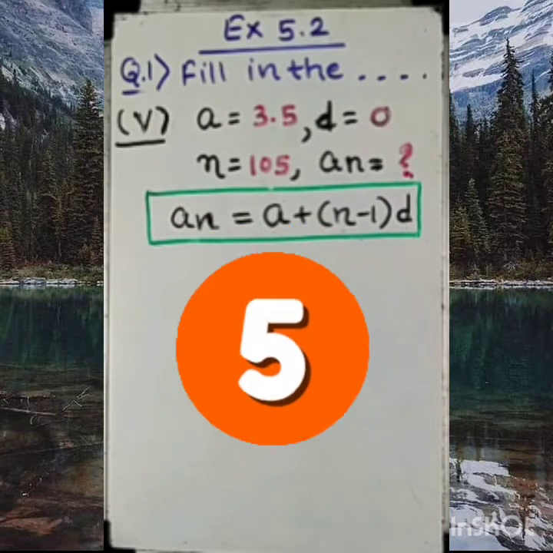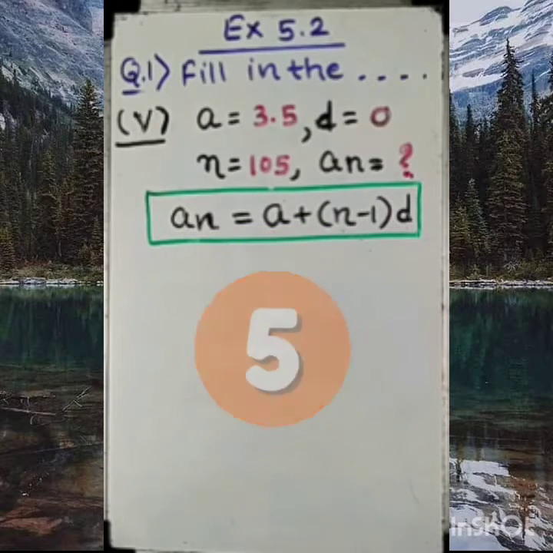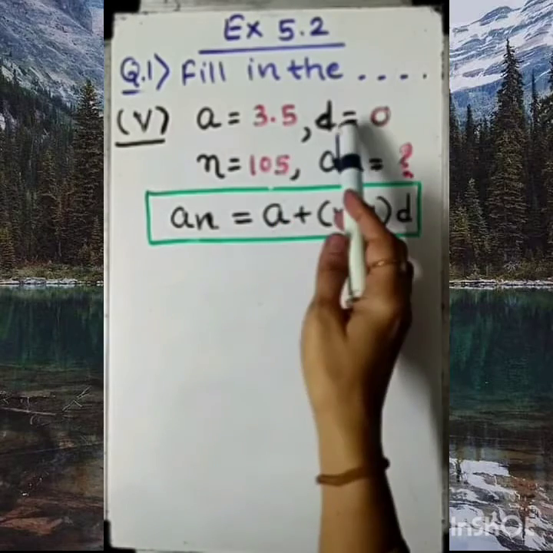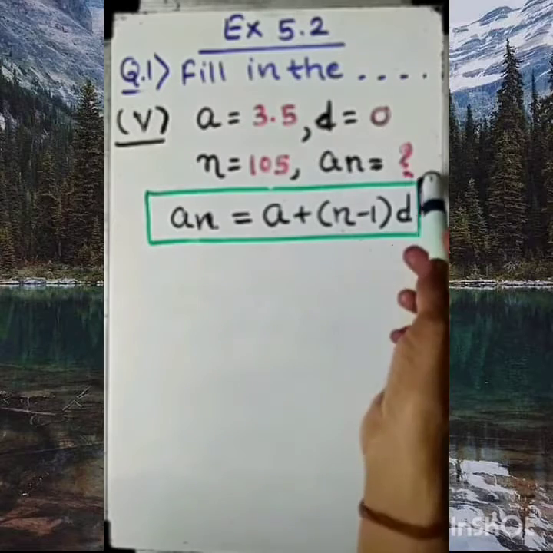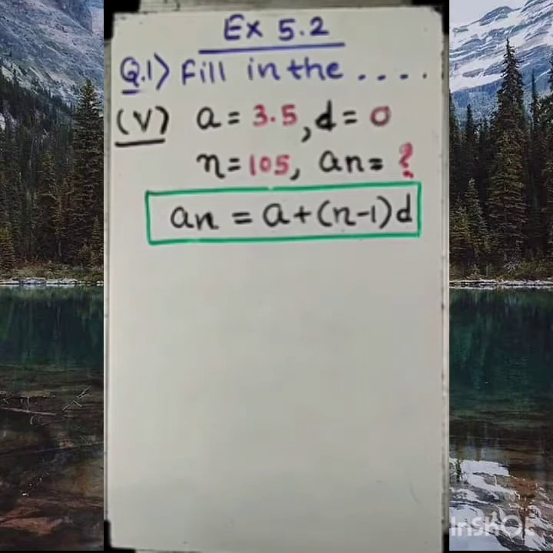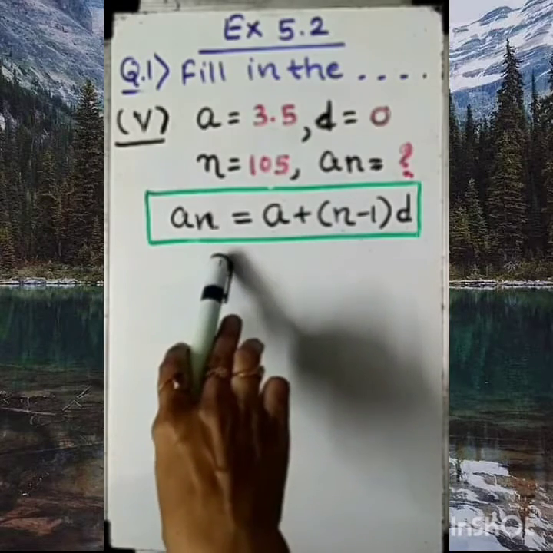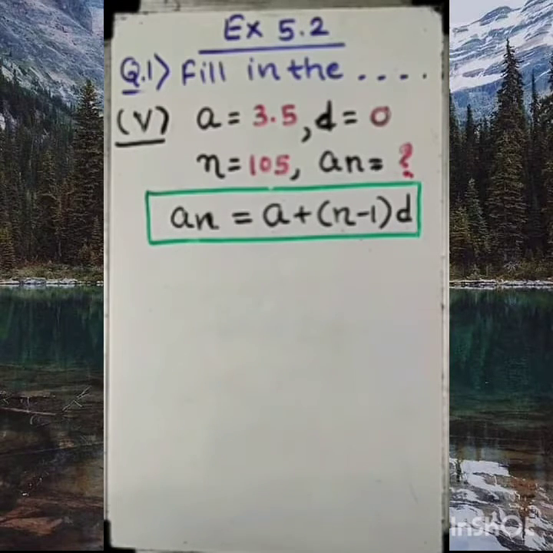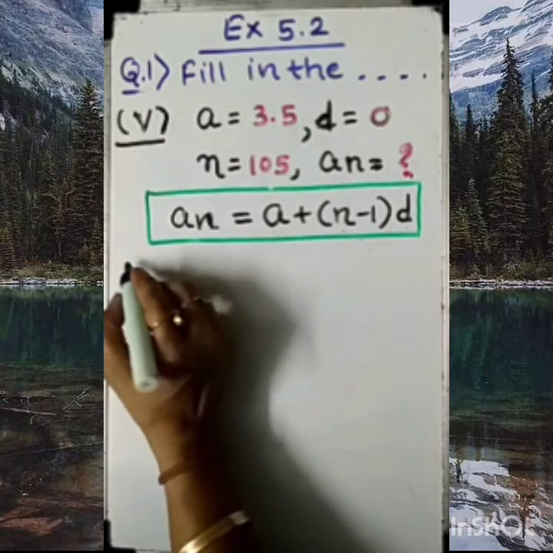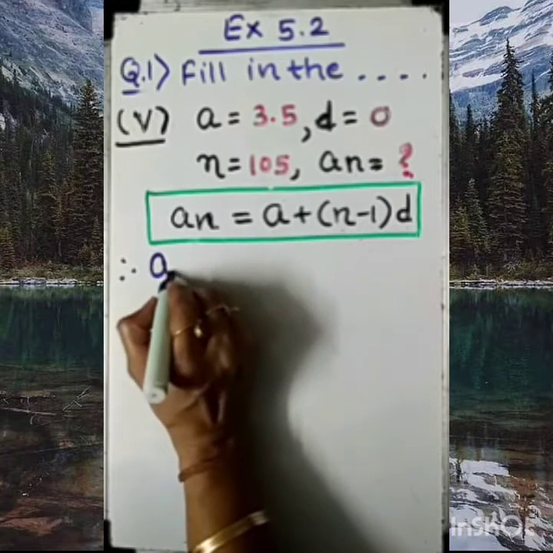So dear student, fifth one is on the screen. A equal to 3.5, D equal to 0, n equal to 105 and An equal to question mark. So An equal to A plus n minus 1 into D. Very simple, very easy. We need to note down here as we want to find An.